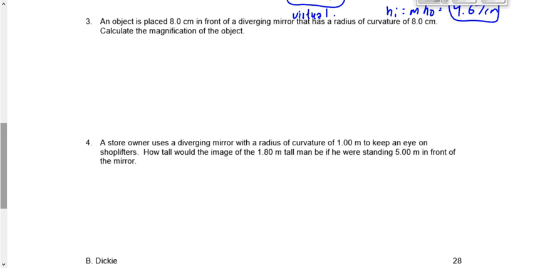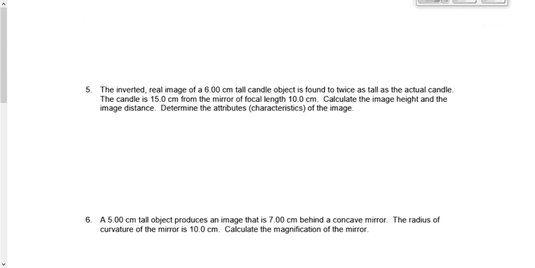What was the next one, number 5, that we wanted to go over? Okay, 5 says, the inverted real image of a 6 centimeter tall candle is found to be twice as tall as the actual candle. The candle is 15 centimeters from the mirror, focal length 10 centimeters. What's the image height and the image distance here?